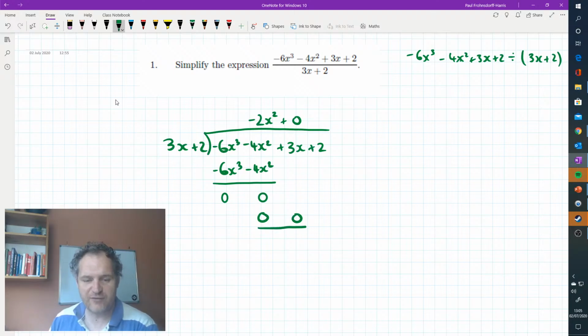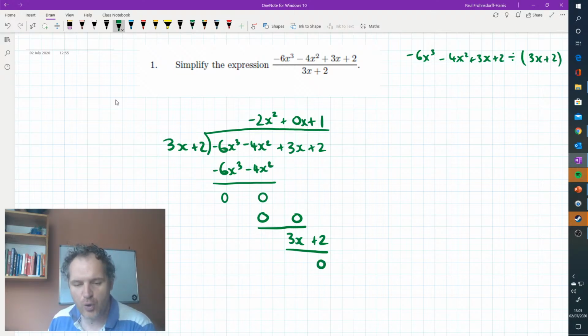3x minus 0 gives me 3x. So I'm going to want 3x, which means I times by 1. And so that's 3x. And 2 lots of 1 is 2. And when we do this, 2 minus 2 is 0. So we're left with no remainder. This is where the remainder would be.